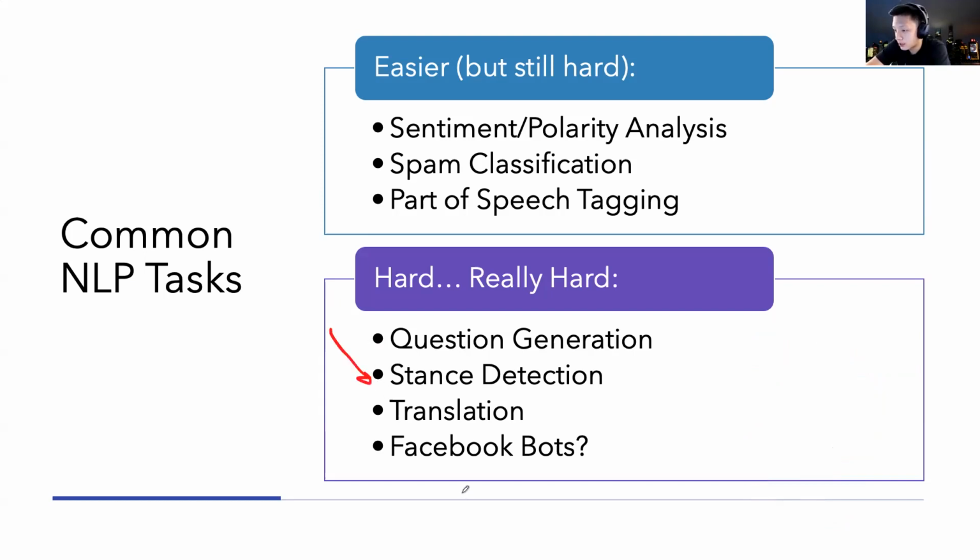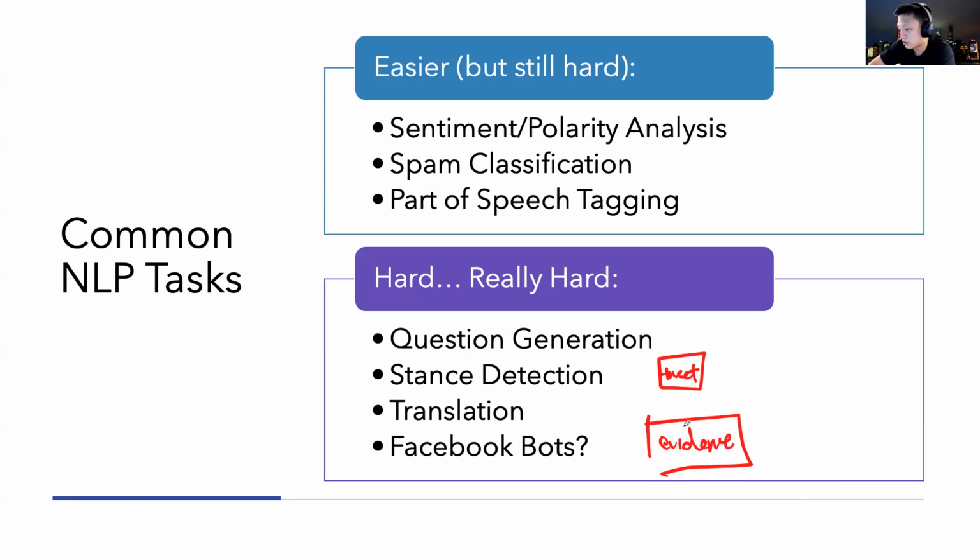Stance detection is another difficult one that I'm actually working on, which is given two pieces of text, do they agree or do they disagree? This is of particular interest in fact-checking circles where some dude on the internet, maybe on Twitter, tweets and claims something. For example, a politician might claim that, oh, America has its lowest unemployment rate in 50 years. And so you have this tweet, and then you have some evidence.